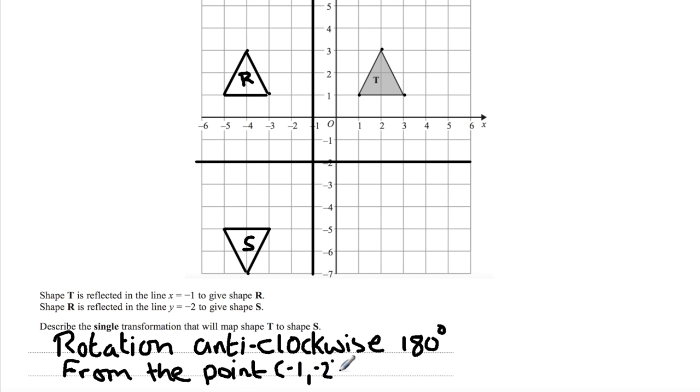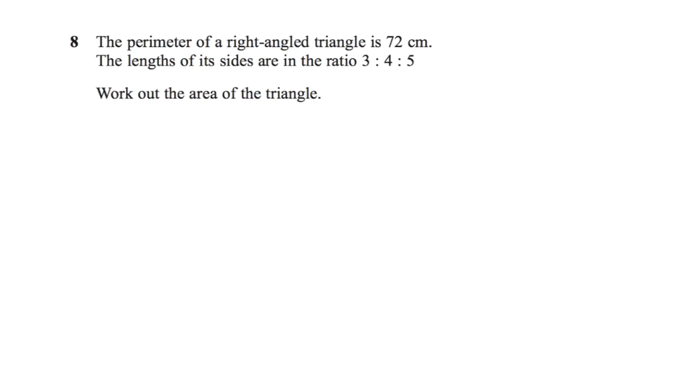-1 and -2. So that's our answer. Question 8. The perimeter of a right angle triangle is 72 centimeters. The length of its sides are in the ratio 3 to 4 to 5. Work out the area of the triangle.